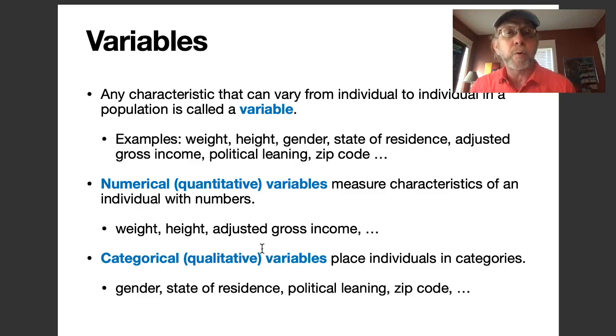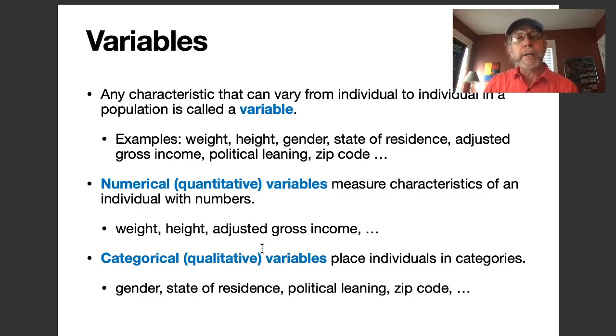Zip code would be a categorical variable because even though zip codes are numerical, right, 23941 or whatever, they don't really measure or count anything. They're in essence just sort of codes for categories. Everyone who shares my zip code shares that characteristic with me, but it's not really a numerical quantity I'm talking about here. It has more to do with a post office code for delivering the mail, right?